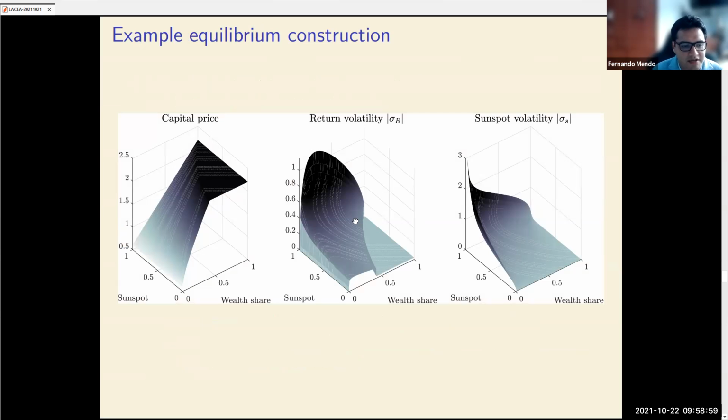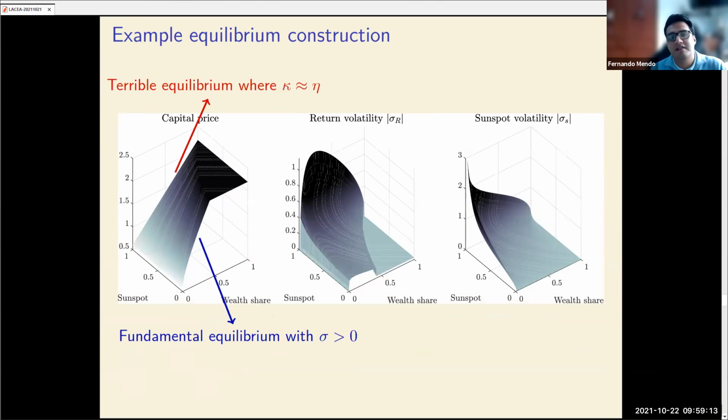You have the capital price. On one axis you have the wealth share, eta, and on the other axis, S, the rational sentiment. On one side you have the fundamental equilibrium, and on the other you have this terrible equilibrium. Basically, what we do is use S to make an average between them. So the larger S, the worse the equilibrium. It's a measure of pessimism, if you want.